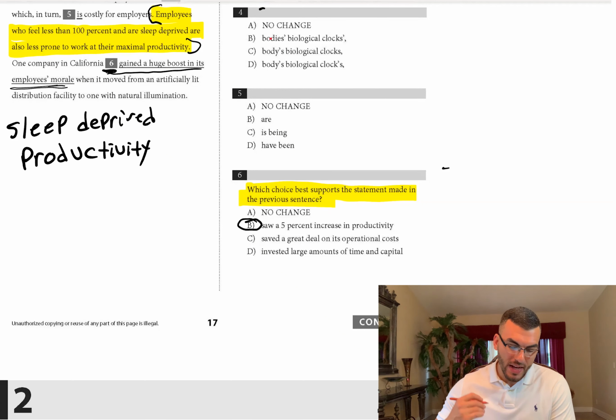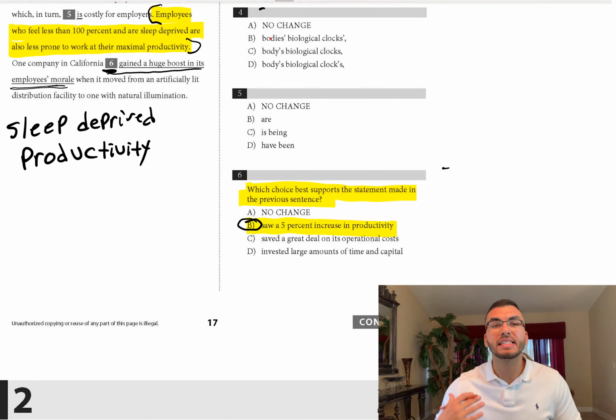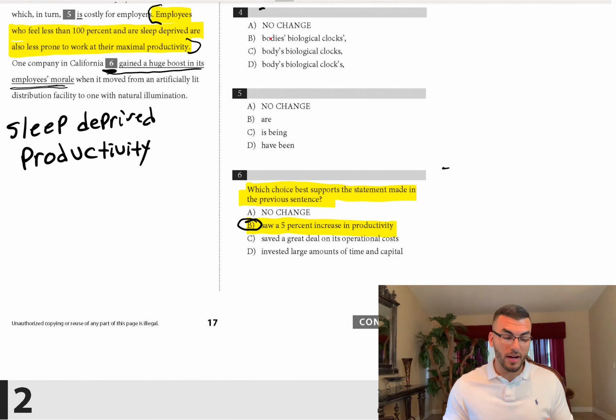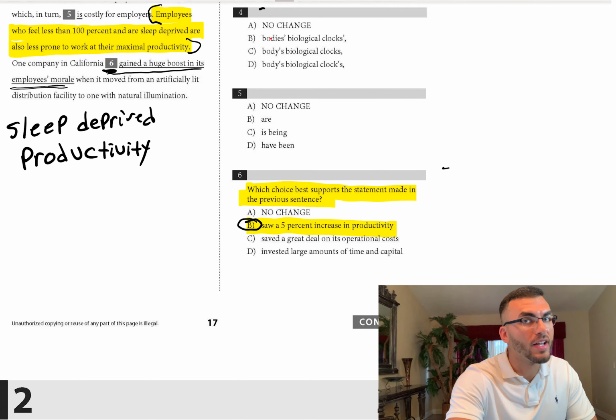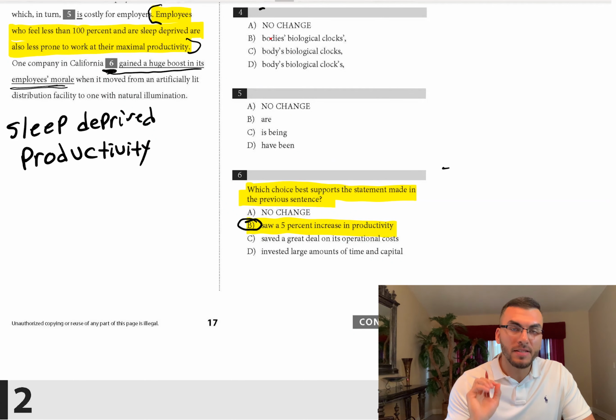Choice B is the only one that even really talks about productivity. So that's why choice B is the correct answer, because it continues with what was said in the previous sentence. The previous sentence, productivity. They feel less than 100% and are sleep deprived and are less prone to work at their maximum productivity. Well, this company in California saw a 5% increase in productivity when they switched to natural light. So that's the best statement that supports the previous sentence.